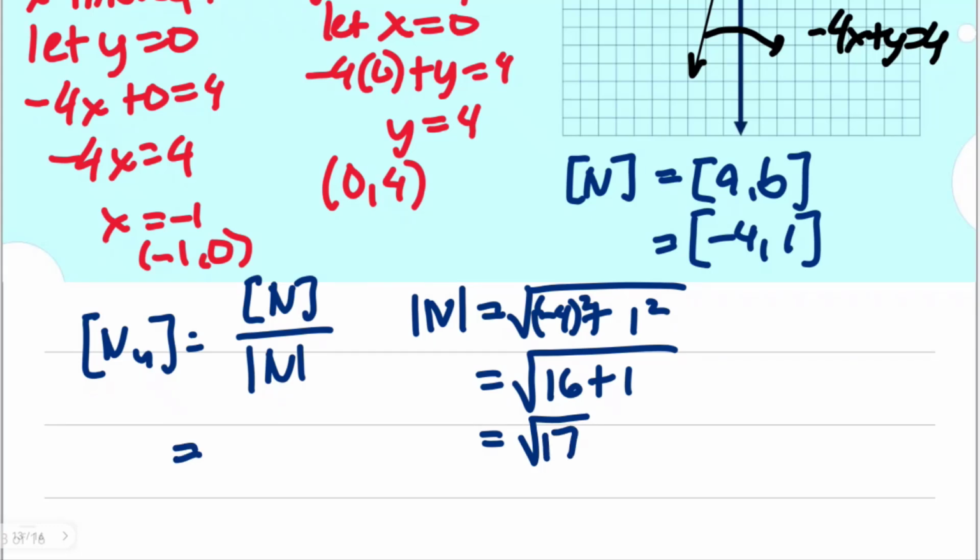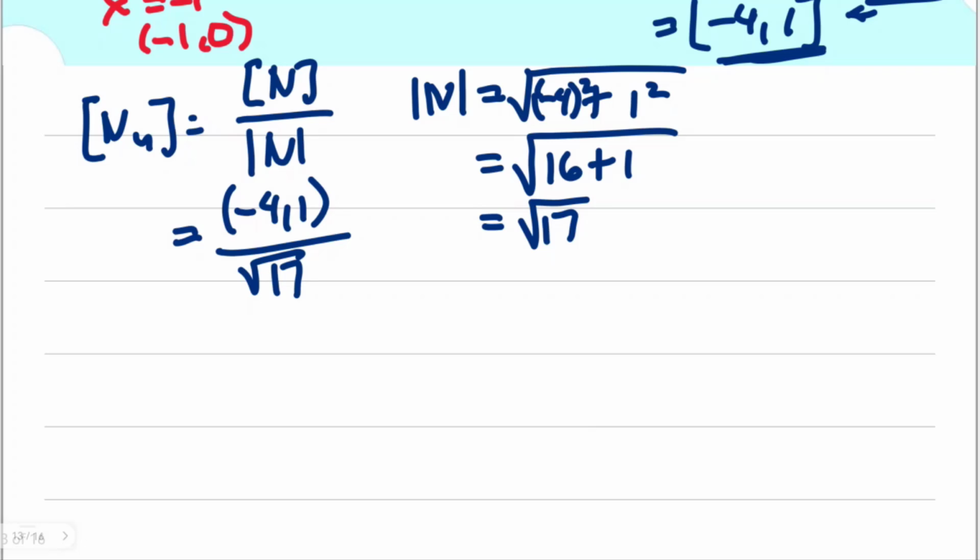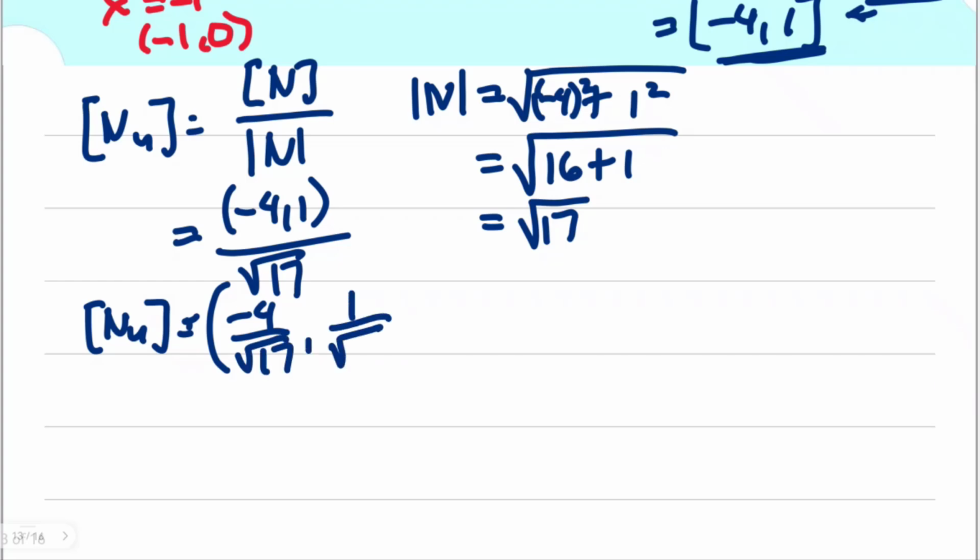So our unit normal vector is the vector (negative 4, 1) over the square root of 17. We use parentheses to differentiate this from a point. The unit normal vector could also be written as negative 4 over square root of 17 and then 1 over square root of 17. This is our unit normal vector. By the way, let's not rationalize it. A certain process later on will rationalize that in its own sense.